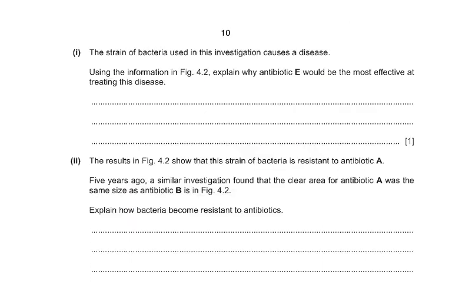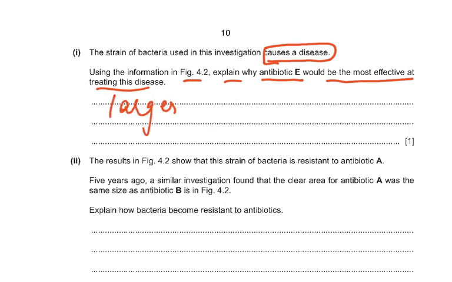Now let's see what the question is. The strain of bacteria in this investigation causes a disease, maybe cholera. Using the information in the figure, explain why antibiotic E would be the most effective at treating the disease. Because it has the largest clear area. That means it is so effective that it has destroyed a large number of bacteria, killed the most bacteria. These bacteria have no resistance to antibiotic E, so they are being destroyed. They don't have the ability to save themselves from the antibiotic.